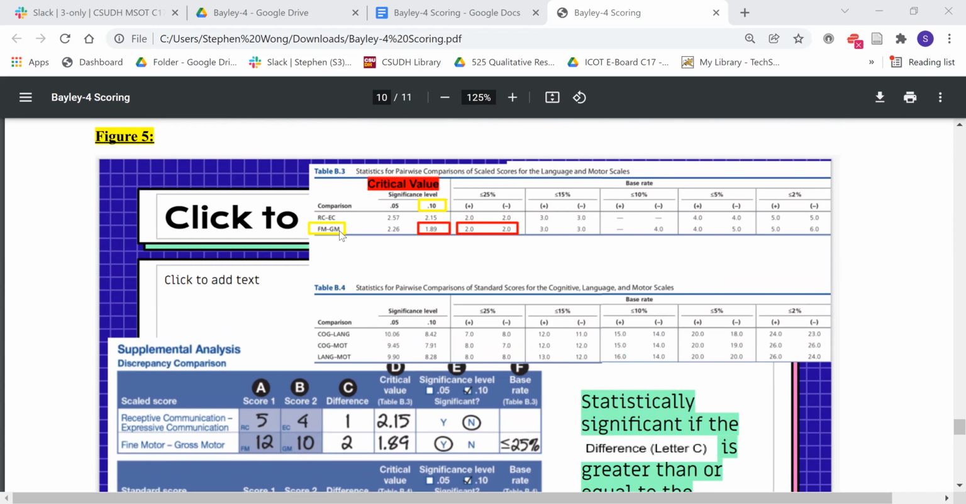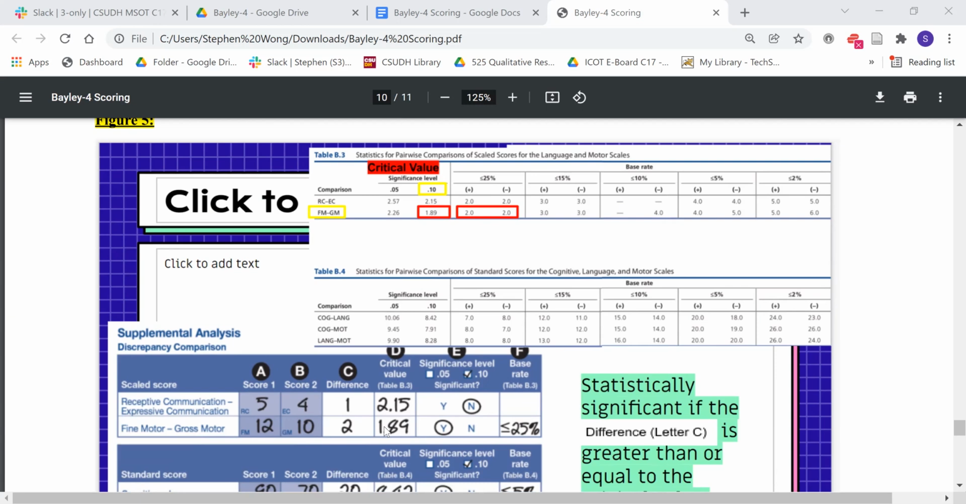And then to find the critical value, you would have to know which significance level. Basically, if Dr. Wong asks a question about this, he should give us the significance level, because in real life, if you're administering the Bayley 4, you would just pick your cells depending on how conservative you are. For this example, if the given significance level is 0.10, which is checked off right here, you would go to here. And since we're doing FM-GM, fine motor versus gross motor, with a significance level of 0.10, the critical value is 1.89. So right here, we put down the critical value as 1.89.